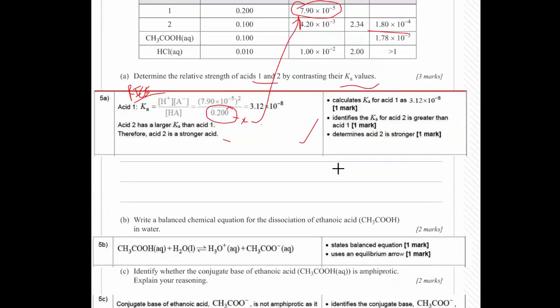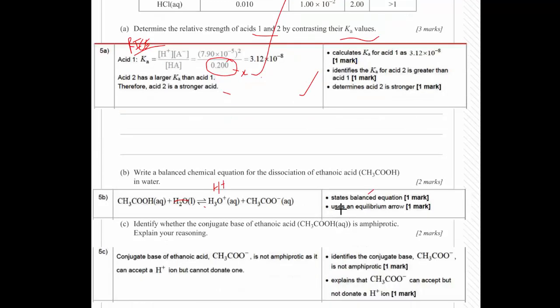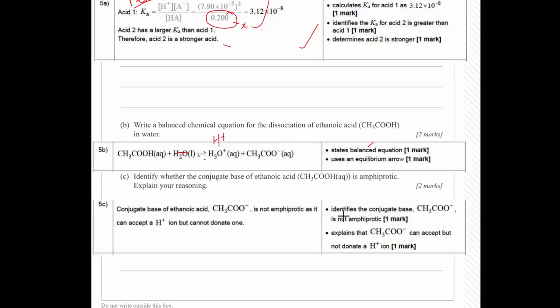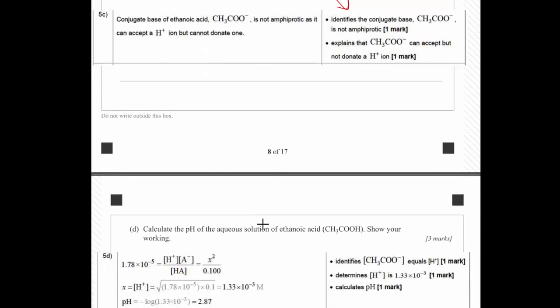Moving on, the balanced equation. You don't have to add the water in there. You can just add the H plus if you like. Always need the equilibrium arrow. Sometimes I ask for states, sometimes I don't. So always put the states in there. Always make sure it's balanced, of course. Amphiprotic is pretty straightforward. If it gives off the H plus, there's no place for it to gain a H plus. So that's all very straightforward.